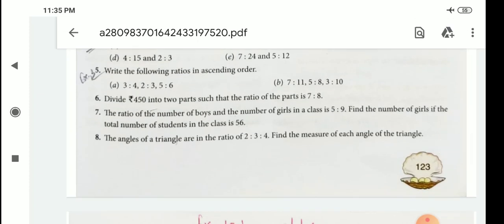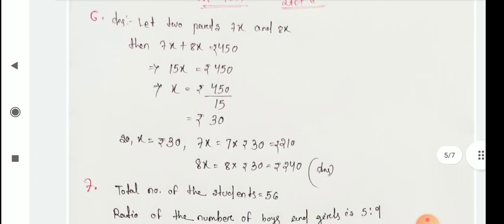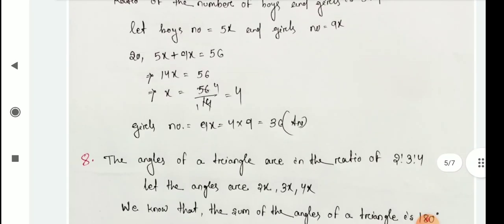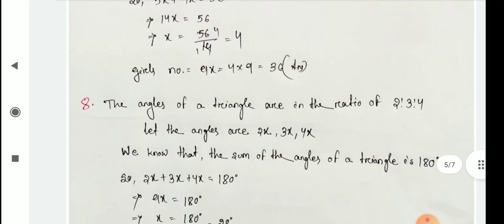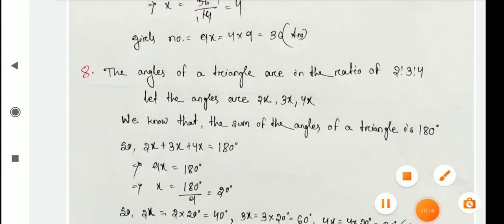The angles of a triangle are in the ratio of 2:3:4. Find the measure of each angle of the triangle. Children, you know the sum of the angles of the triangle is 360 degrees or 180 degrees. Which one is correct? Yes, 180 degrees is correct. So we put that one in this problem.